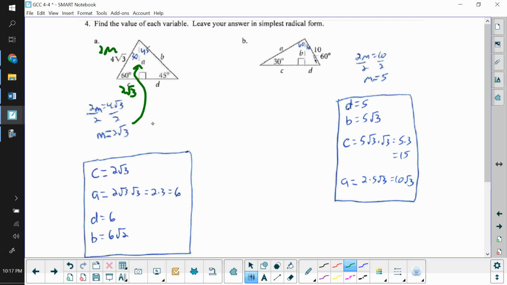Across from 60, that's d square root of 3, so we'll take our 2 square root of 3 times square root of 3. Square root of 3 times square root of 3 is 3, and 2 times 3 is 6. So this is now 6. We'll now work with the 45, 45, 90 triangle. If that's 6, across from the other 45 is 6, and then this would have to be 6 square root of 2. That essentially becomes like our new M, or new D in that case.